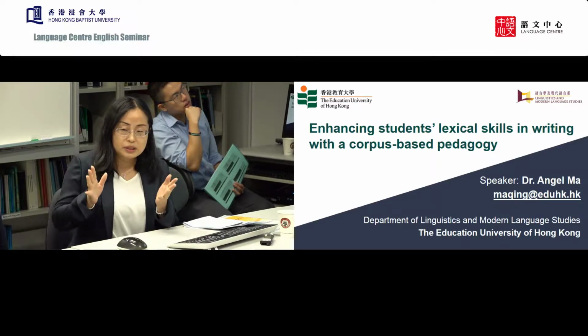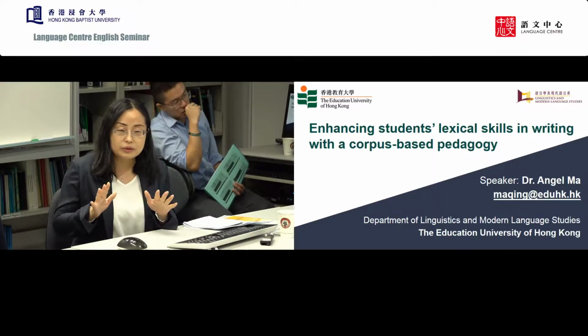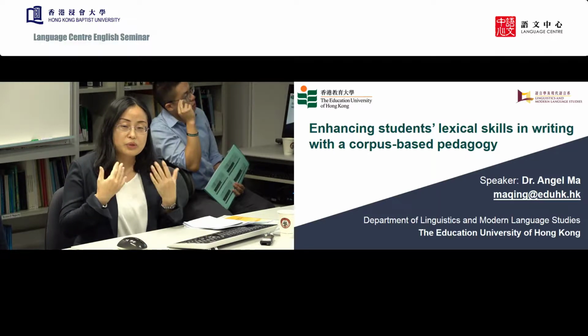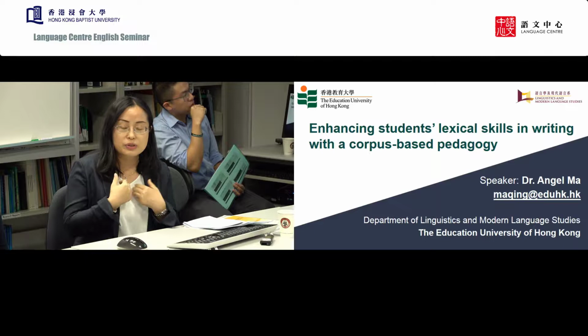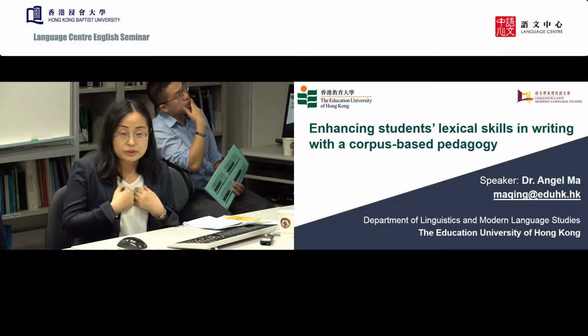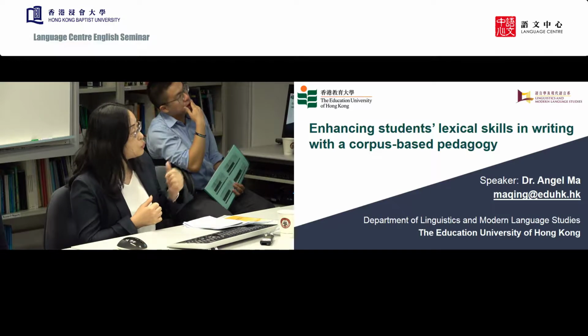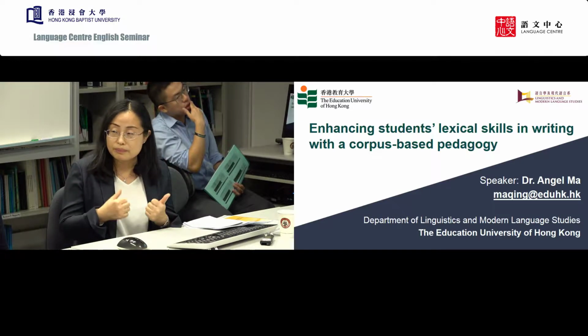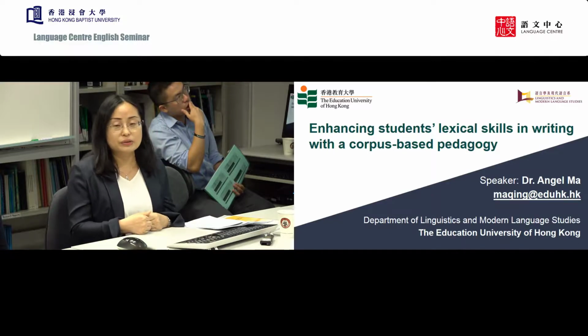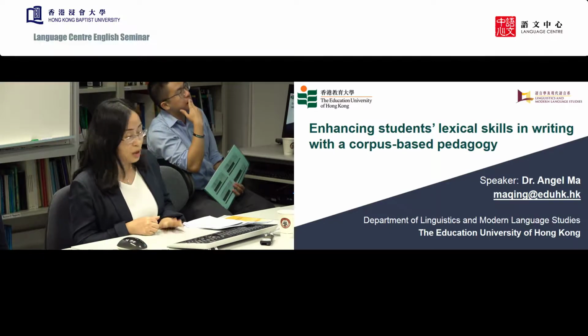As language teachers, you have some good knowledge of what a corpus is, but can we also show this knowledge to our students and develop some initial skills in them so that they can use these corpus tools to help them improve the lexis in their writing? So this is the purpose of this workshop.